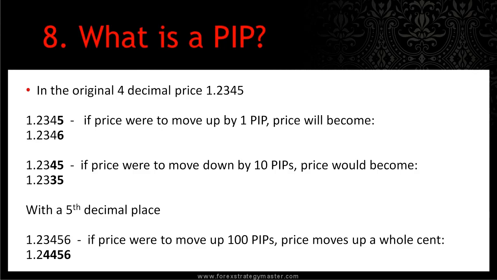So with a 5th decimal place, let's take a look at 1.23456. There's 5 places after the decimal. If the price were to move up by 100 pips, now this would be a whole cent. The 6, again, is the fraction of a pip, so it doesn't even count when it is involved in whole pip movements. So if we move up 100 pips, it goes from 1.23456 to 1.24456. This becomes easier as you get used to it.